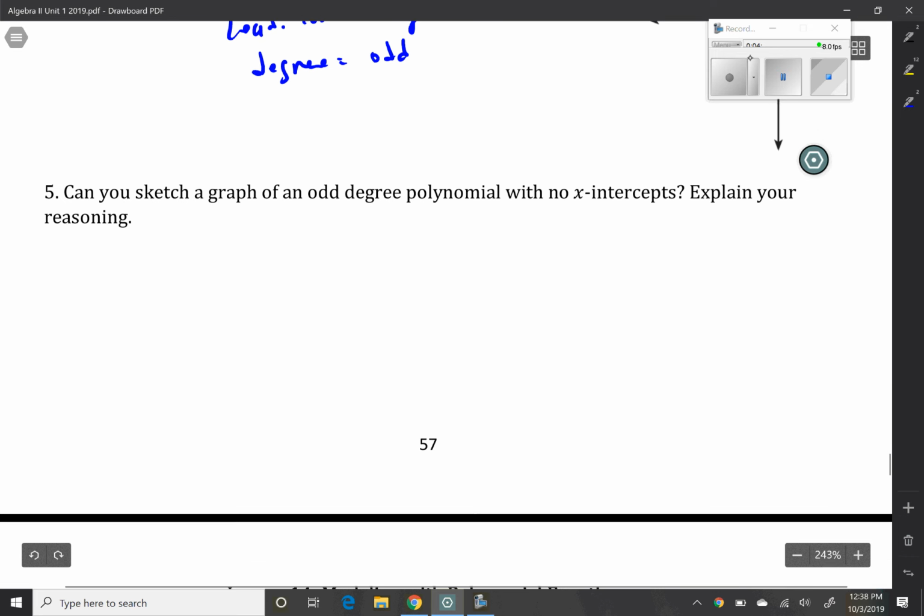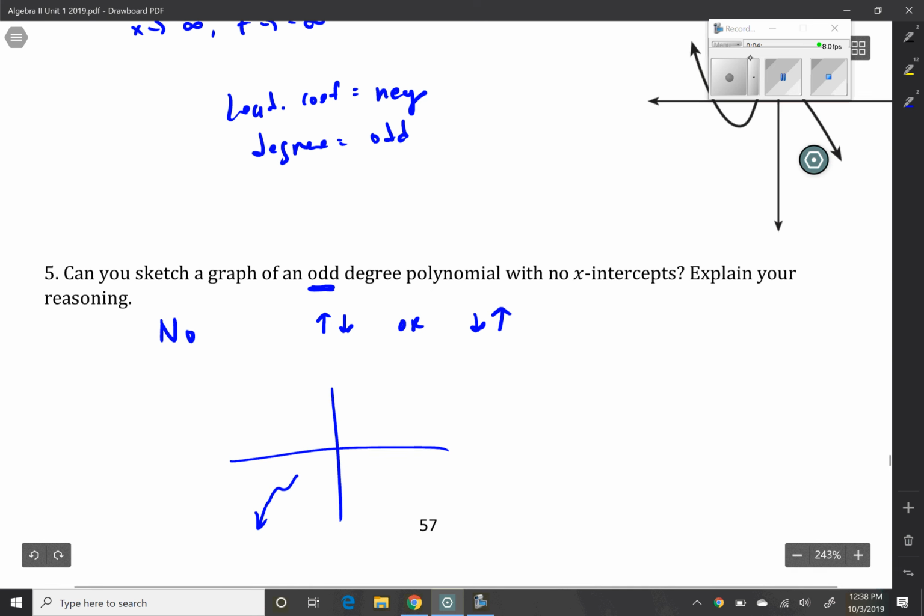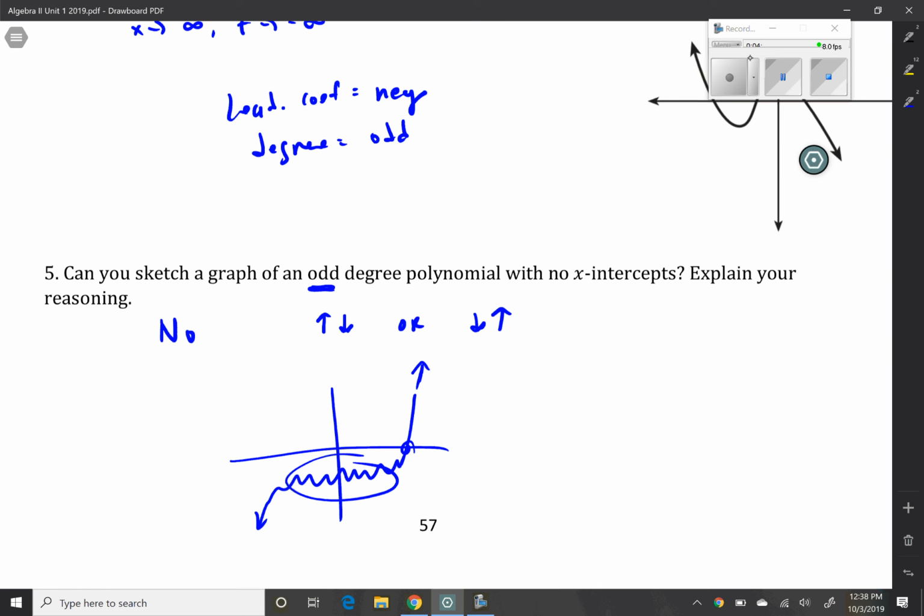Number 5, can you sketch a graph of an odd degree polynomial with no x-intercepts? Explain your reasoning. The answer to this question is no. Here's why. If it's an odd degree polynomial, it's either going to finish up and down or down to up. Either way, it's ending in opposite directions. So if I had an x and a y-axis, I can do whatever I want, it doesn't matter. I have to end this function up here. It has to cross the x-axis, no matter what happens in the middle. Hopefully that makes sense.